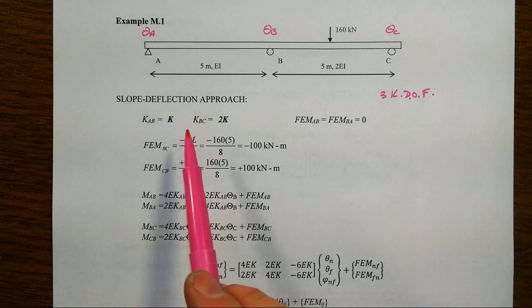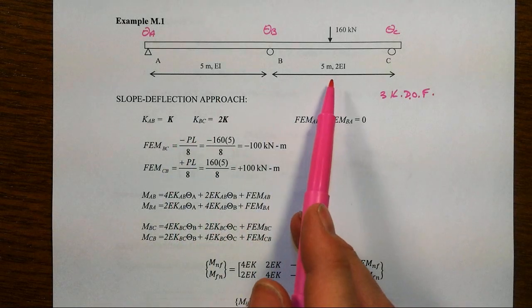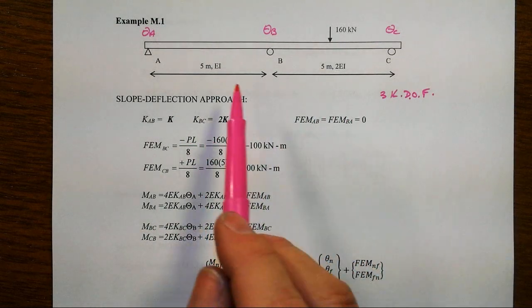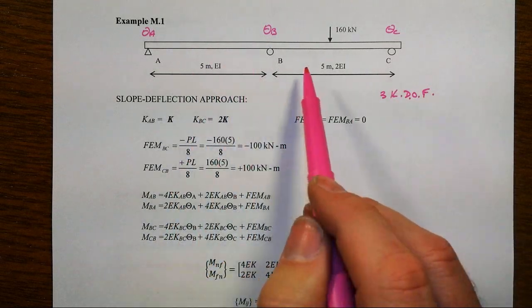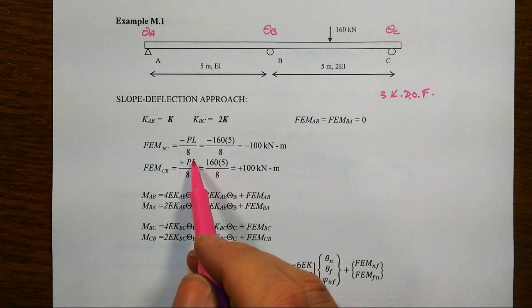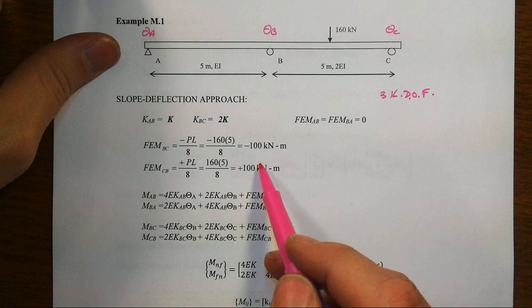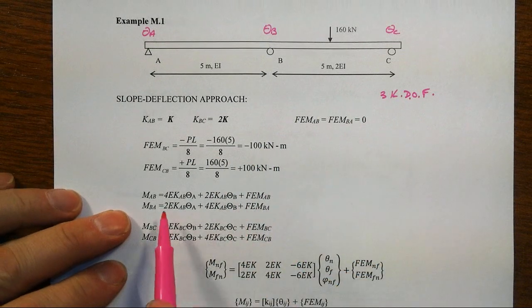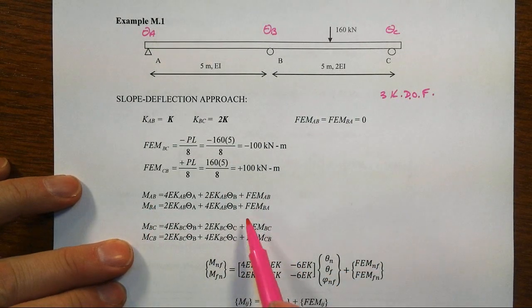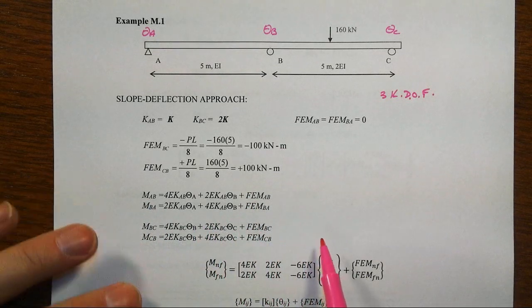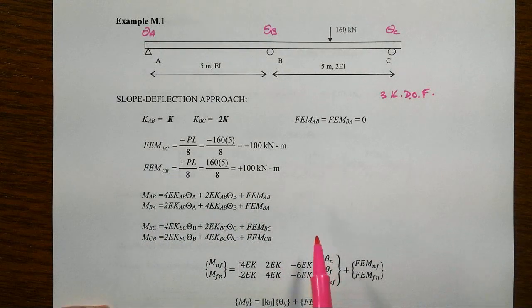We're doing the analysis. We take the I's over L's of the members, and the second member has twice the stiffness. There are no fixed end moments in member AB, but we do have them in BC, and with the midspan load, that's plus and minus PL over 8, which turns out to be minus and plus 100 kilonewton meters, the minus being on the left, the plus being on the right. We write the slope deflection equation for each and every member. I've already removed the chord rotation terms since they're all 0, but nothing else is. We're not using modified stiffness yet, so we're just writing the general expression here.